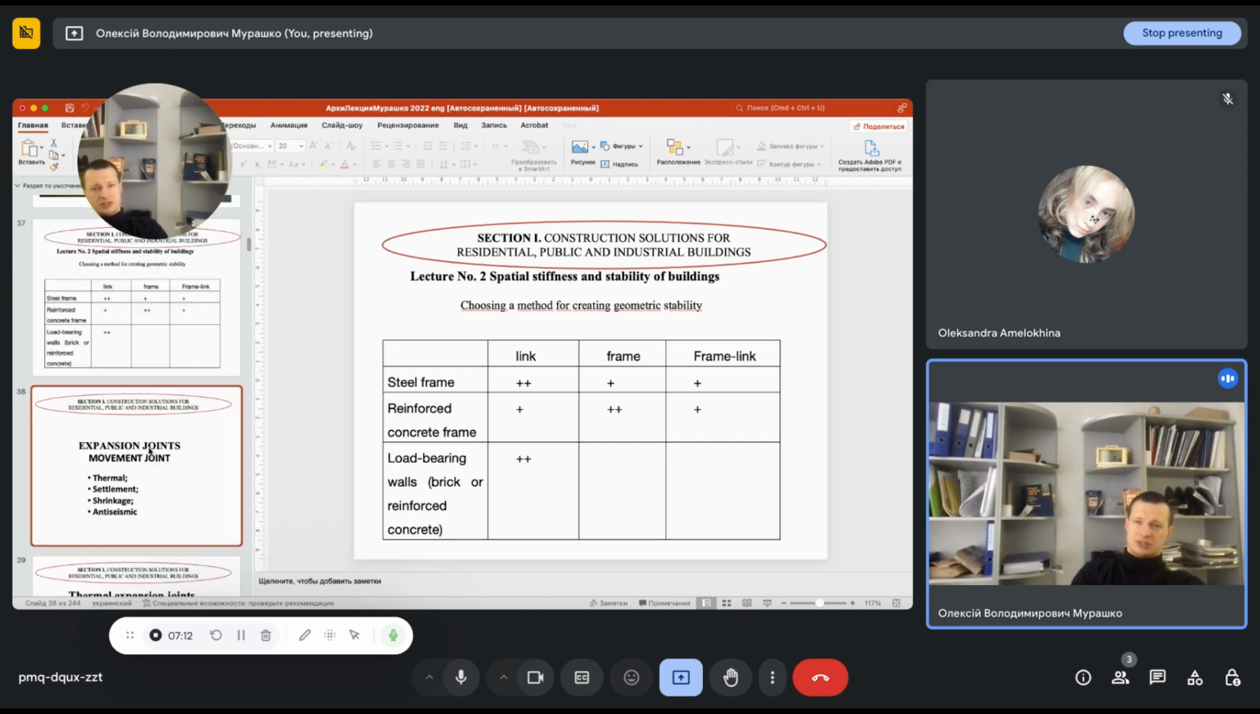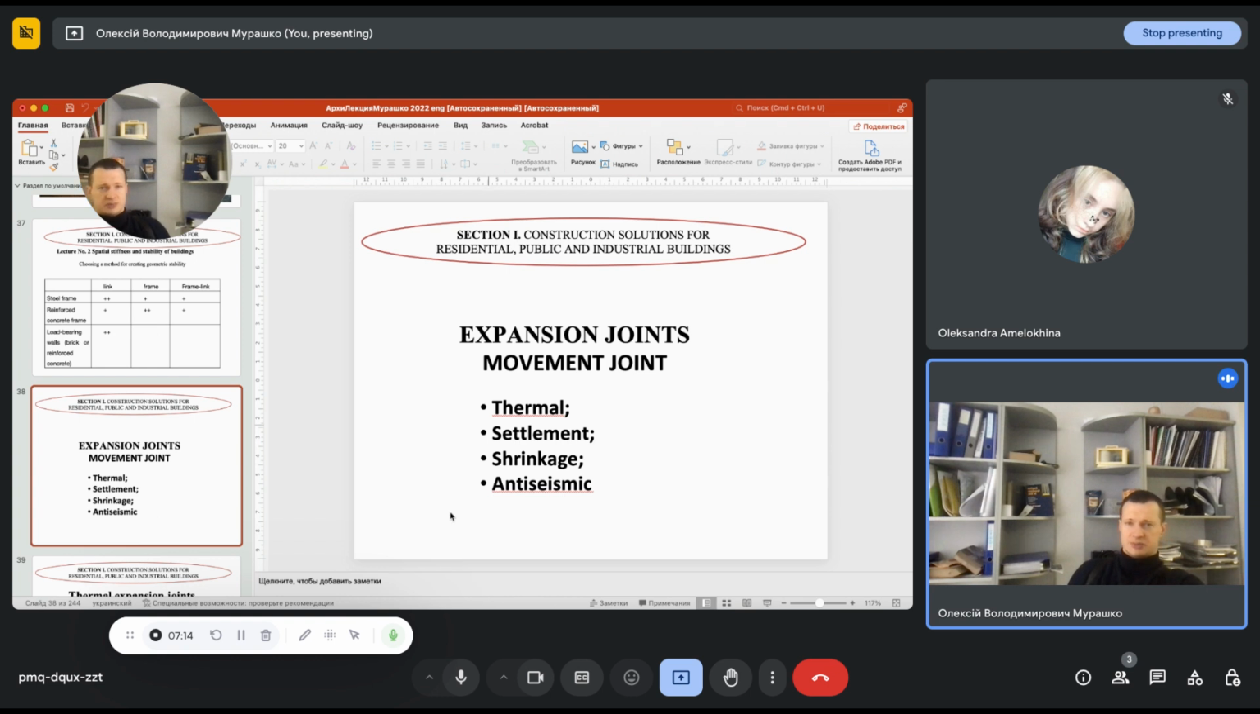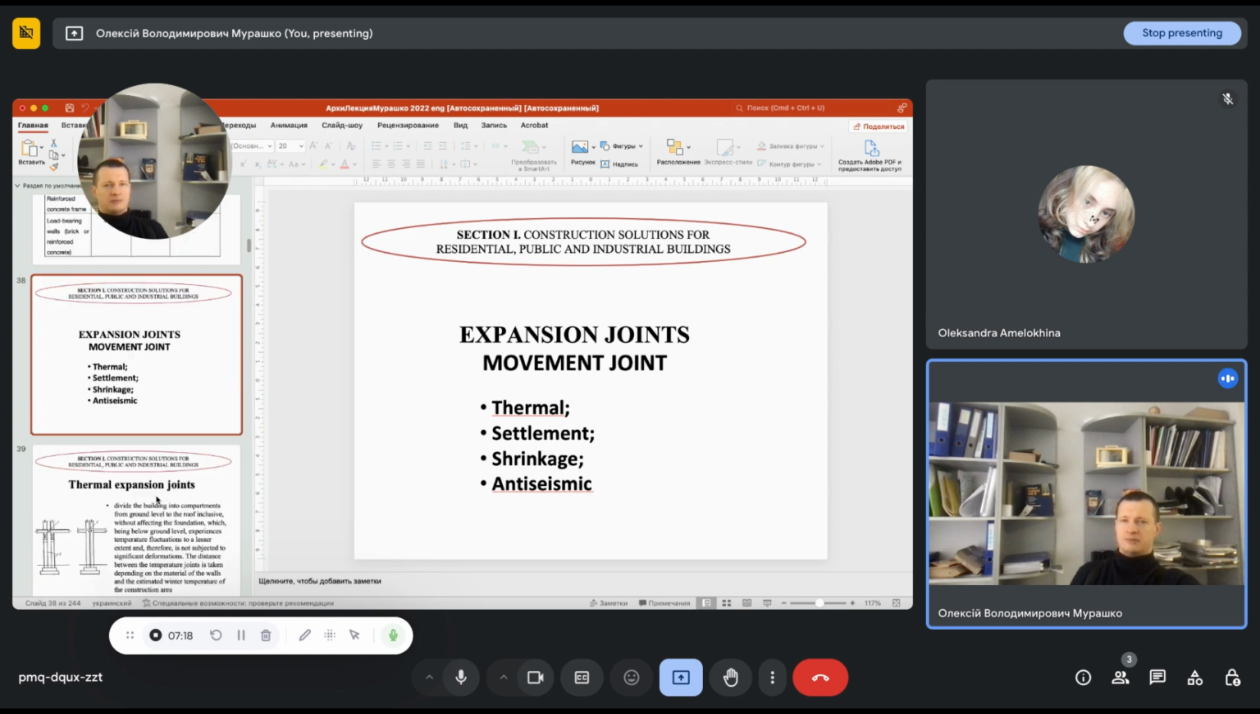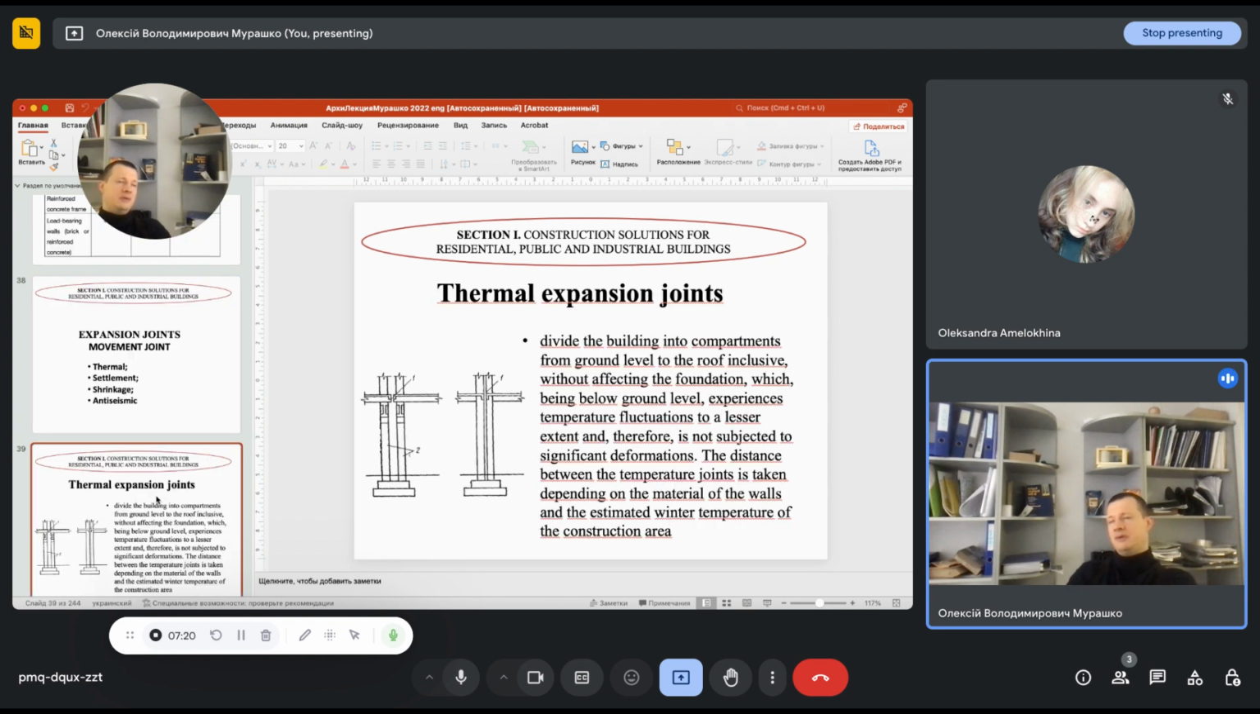But then we considered deformation expansion joints, and when we talked about them, we agreed that if we do not design an expansion joint in the building, then the joint will arise anyway, and we will find it anyway.